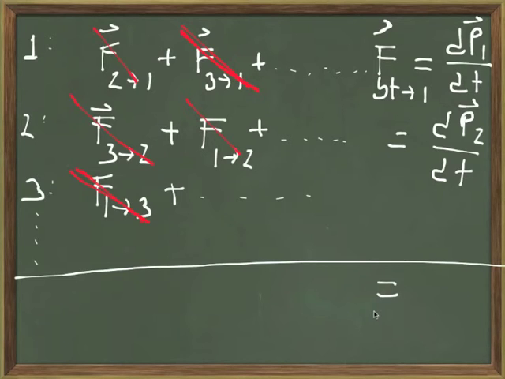Which force is not going to cancel? The last one. The one that has no partner. The one that is the bat putting on the ball. The force of the bat acting on molecule number 1, right? So that's the only thing that is going to be left on the left-hand side of the equation.